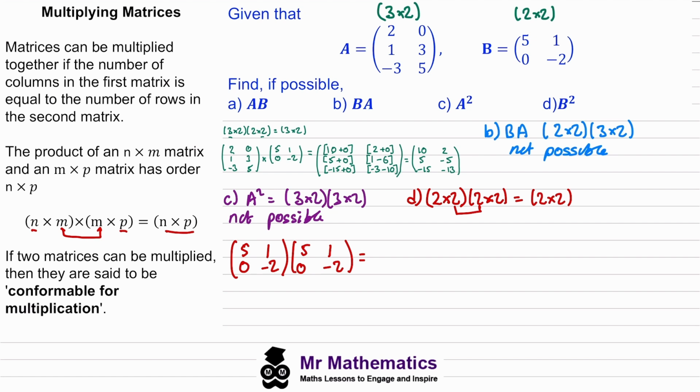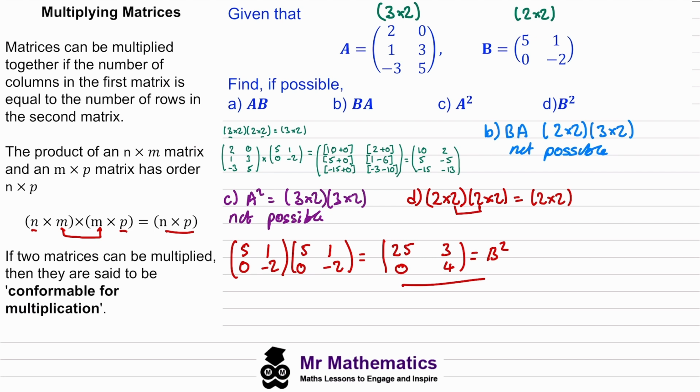So if we have matrix B, 5, 0, 1, -2, multiplied by itself, we begin by multiplying the first row by the first column. So we get the 5 times the 5, which is 25. And then the 1 times the 0, which is 0. Then the first row times the second column. So 1 times 5 is 5. Take away the 1 times the 2. Then the second row times the first column. 0 and 0. And then the second row times the second column. So 0 times 1 plus the -2 times -2. So this will be B squared. Okay?